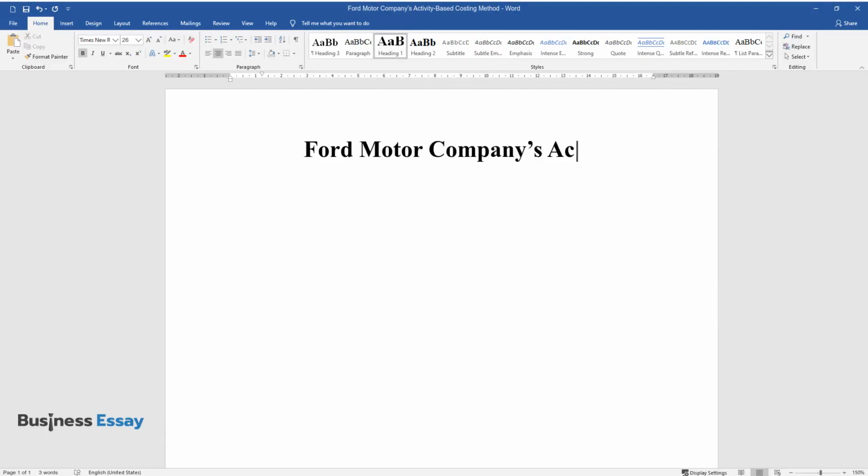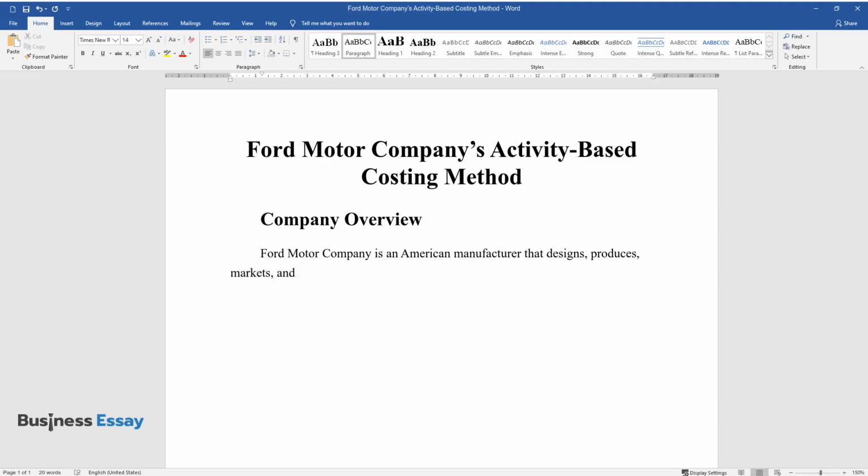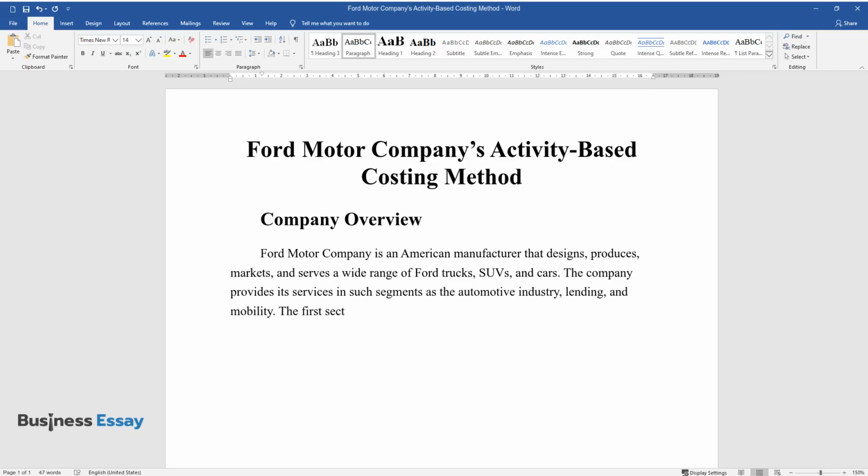Ford Motor Company's activity-based costing method. Company overview. Ford Motor Company is an American manufacturer that designs, produces, markets, and serves a wide range of Ford trucks, SUVs, and cars. The company provides its services in such segments as the automotive industry, lending, and mobility.